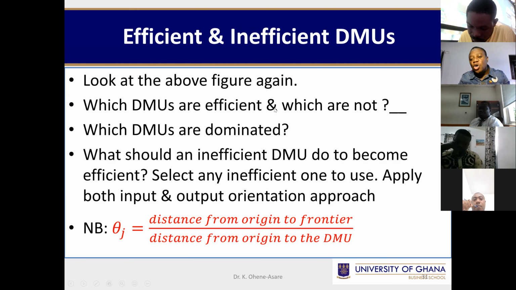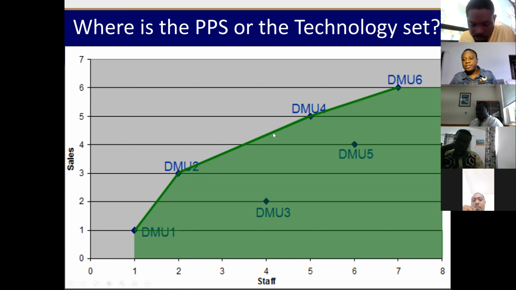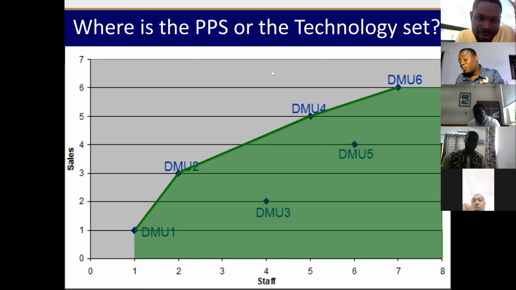Which DMUs are dominated? Let me trick you and see whether you will get some. Who can tell us? Stephen, question. Which DMUs are dominated? The DMU 2. Okay. So the first question you will ask is, what is domination before you answer? Remember, what you cannot define will overwhelm you. What you can define, you can modify.